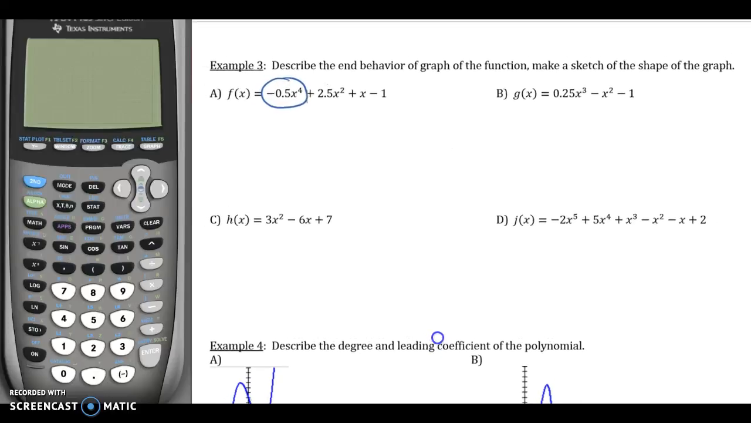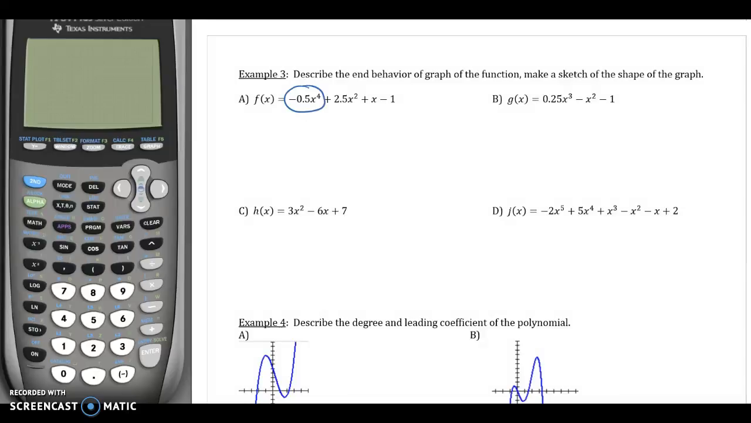The degree is 4, and 4 is an even number. So my degree is 4, which is an even number. My leading coefficient is negative 0.5, which is a negative number. Okay, I always start with the leading coefficient. The leading coefficient tells me what the right side of the graph is going to do. So a negative leading coefficient means the right side of the graph is going to point downward.